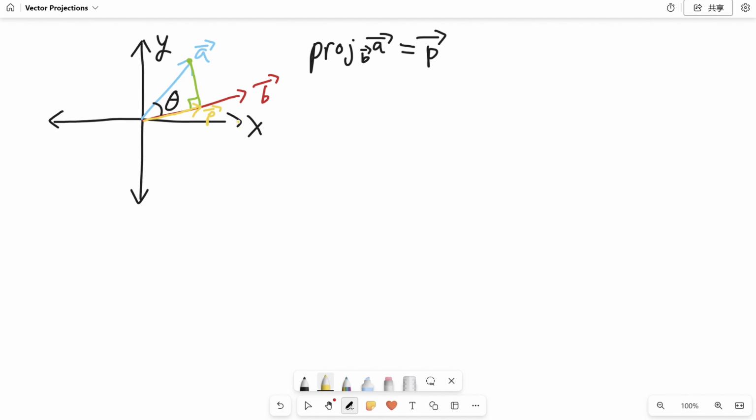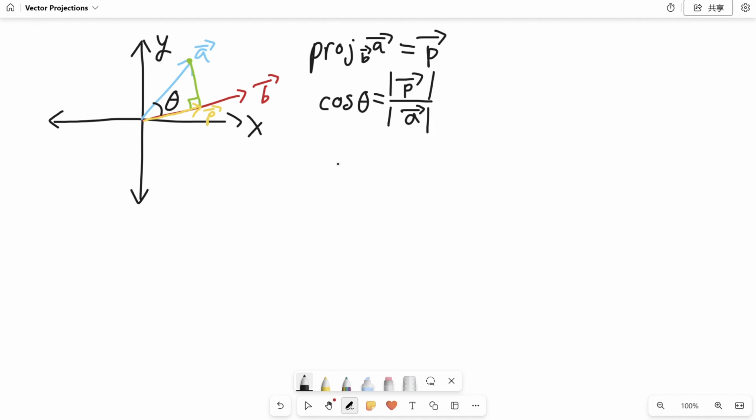Okay, so we're going to try to find a formula for vector P. We need to use the angle theta because it's the only thing which connects vector A and vector B and vector P together. Vector A has a theta angle with vector B. This is the only angle relationship they have between each other if we didn't draw this altitude. The altitude is also important because we're going to use trigonometry functions. We're going to use cosine theta. That's the magnitude of vector P over the magnitude of vector A.